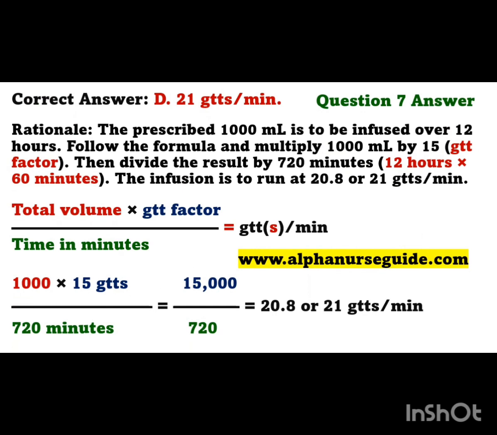The correct answer is D. 21 drops per minute. Rationale: the prescribed 1,000 milliliters is to be infused over 12 hours. Follow the formula and multiply 1,000 milliliters by 15. Then divide the result by 720 minutes. The infusion is to run at 20.8 or 21 drops per minute.